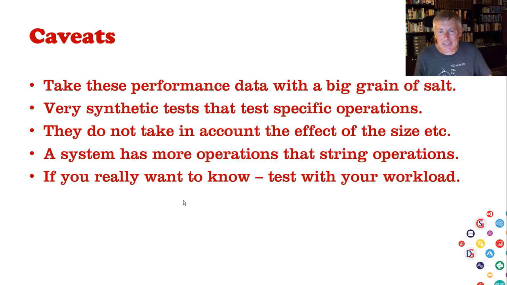Also, they do not take into account the effect of size. So yes, the nvarchar operation is 50% slower than varchar, but maybe the total operation is still faster in varchar because it takes up less space and we have to scan all the data. Also keep in mind that the system has more operations than just string operations. The numerics and blocking, all that may dwarf the effect of the collations. So if you're considering whether to go with these collations, and wonder if that might affect performance, well, run your own tests.